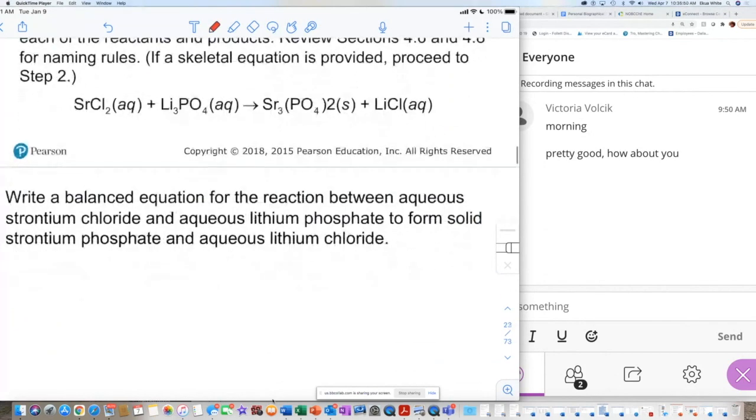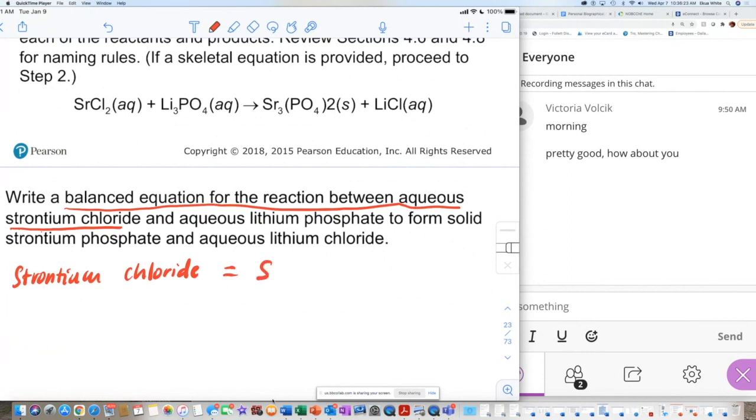Okay, in this problem here, it says write a balanced equation for the reaction between aqueous strontium chloride. So strontium chloride, because you want to know how to write the formula from the name. Strontium chloride, I look at my periodic table, make sure you have a periodic table that has the names of the symbols, right? The elemental symbols. So strontium chloride, strontium is in group 2.